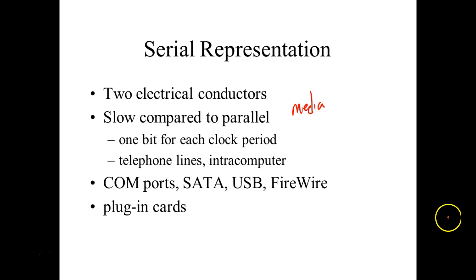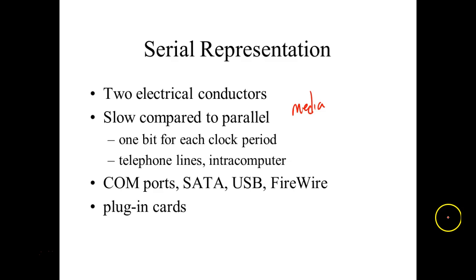The analogy I use for parallel is like the interstate system. We've got 2-lane roads and we've got 6-lane roads. Which one can we send more cars up? I can send 1 million cars on a 2-lane road, but it would take a real long time. Or I can send them on 8 lanes, and we can send them faster. So parallel is always faster than serial, but it's more expensive because it takes more media.